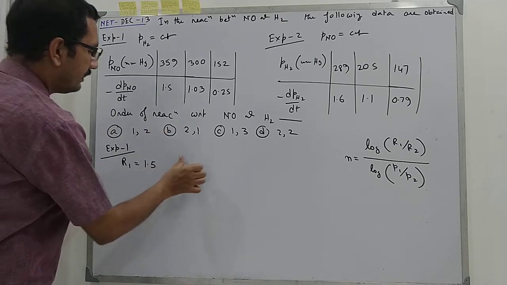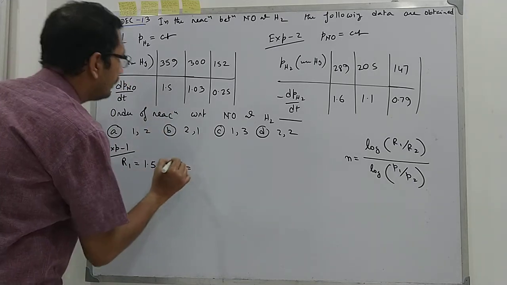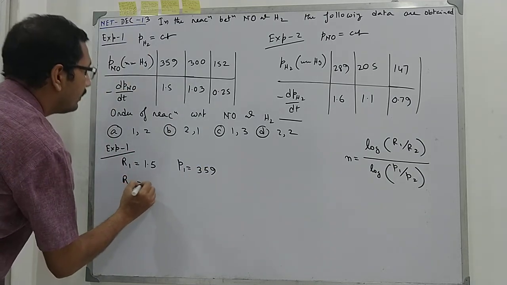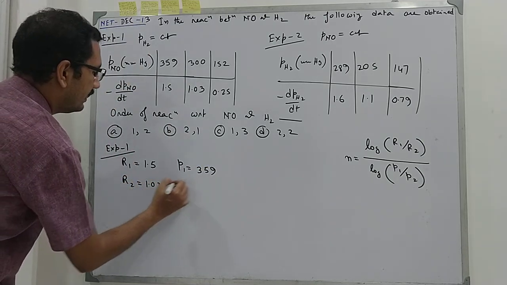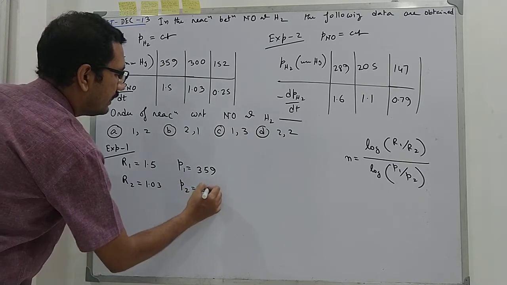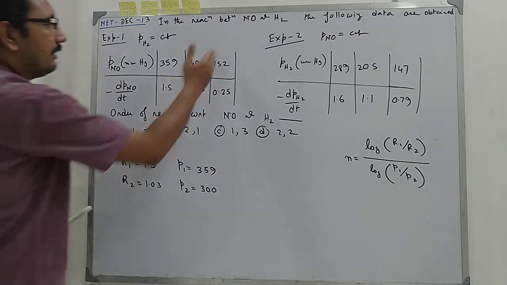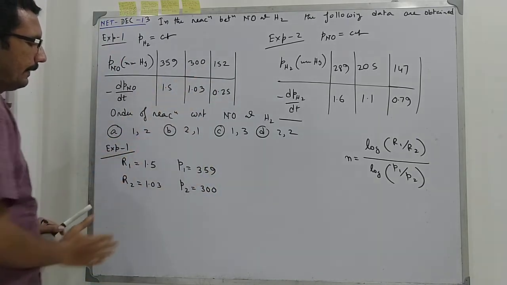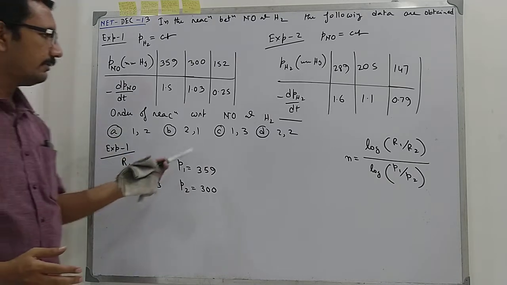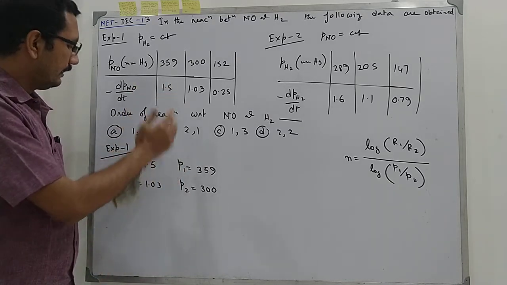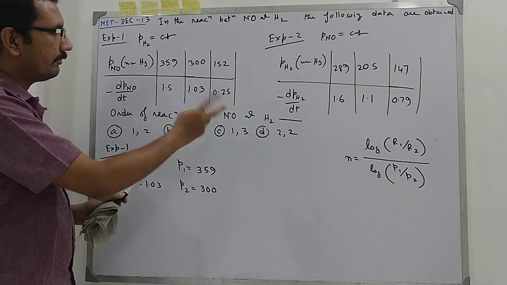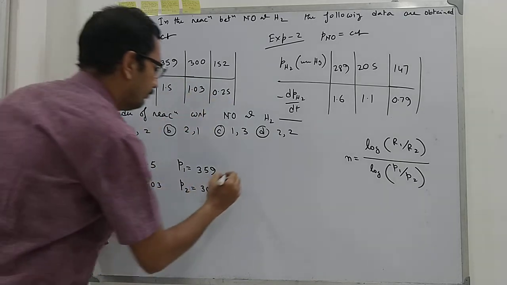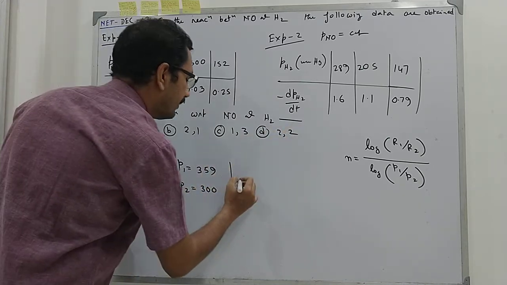See, this is the rate of reaction with respect to NO. It is 1.5 when the pressure is 359, and we have R2 equals 1.03 when the pressure is 300. Now the third data is not required. You can use this data to check whether your relation is correct or not. We are taking 1 and 2, you may also take 2 and 3 to check. That will give you the same order. So we put these data in this equation.